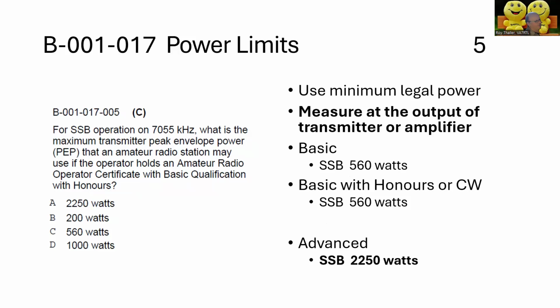Here's another one for single sideband on 7.05 kilohertz. What is the maximum peak envelope power for someone holding the basic qualification and honors? Now, in terms of power levels, there's no difference between basic, basic with honors, or CW, so it remains at 560 watts. So C is the correct answer.